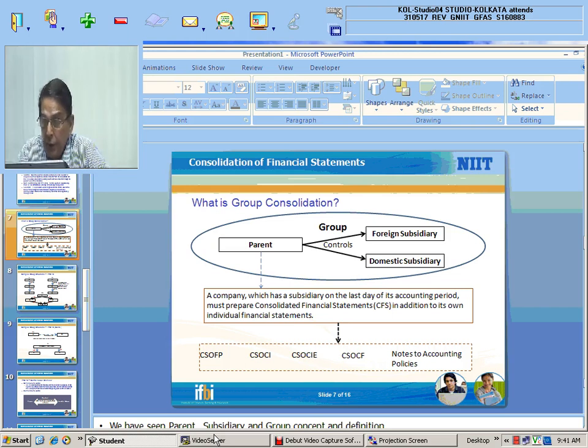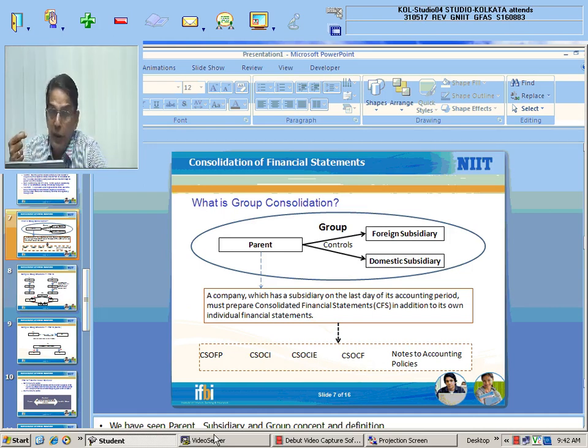So a company which has one or more subsidiaries on the last day of the accounting period must prepare consolidated financial statements in addition to its own individual financial statements. So there will be a consolidated statement of financial position, a consolidated statement of other comprehensive income or consolidated statement of comprehensive income, a consolidated statement of changes in equity, a consolidated statement of cash flow, and consolidated notes to accounting policies.